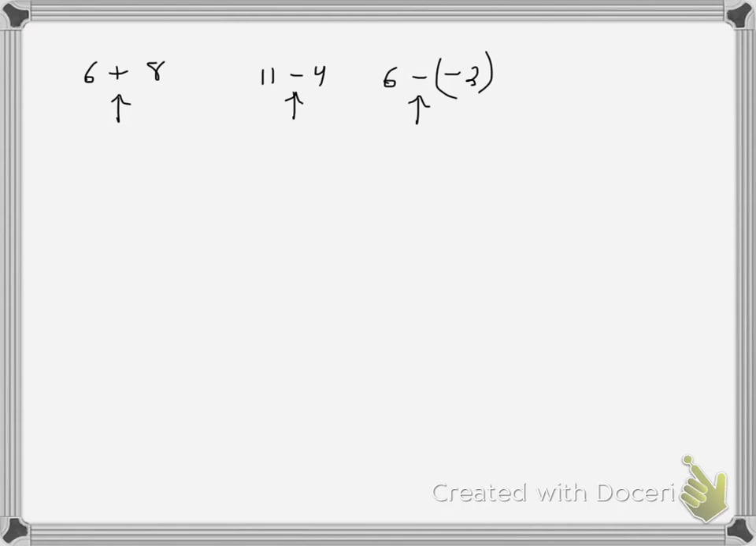So I say 6 minus a negative 2. Very important that you're distinguishing. That's a positive 5. Okay, how would I read this? This is my operation, so I would read it positive 8 plus a negative 5. Positive 5 plus negative 8.